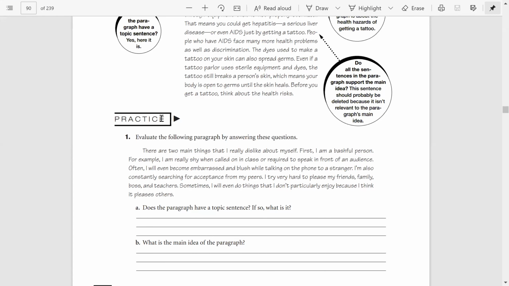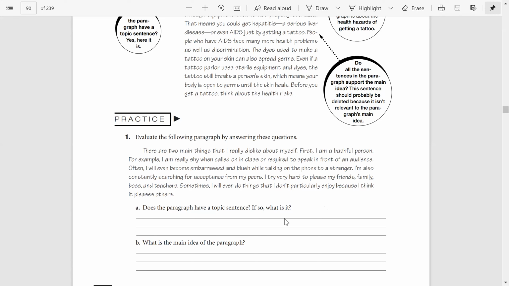This is practice for you. Read this paragraph and answer the following questions. All right. First, read this paragraph. There are two main things that I really dislike about myself. All right. Read this paragraph and then answer these questions on your own. Does the paragraph have a topic sentence? If so, what is it?